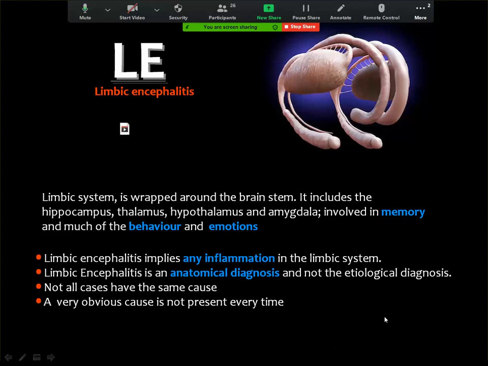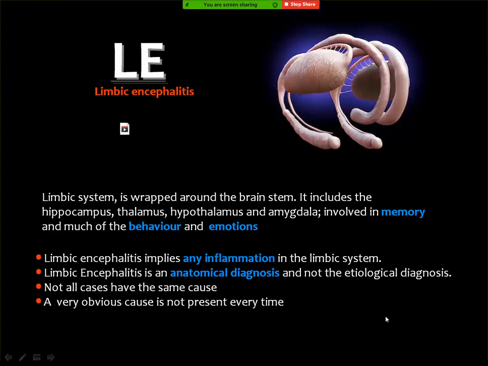This means that there is an inflammation of the limbic system, which may be due to a lot of causes. It is not a disease, but it is, as they said, an autoimmune reaction or something like this. This is the limbic system.